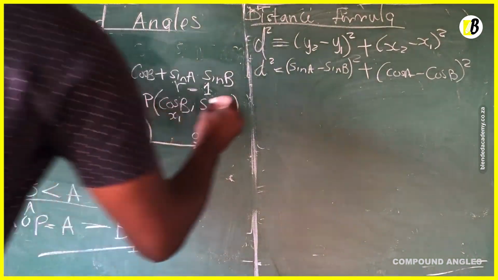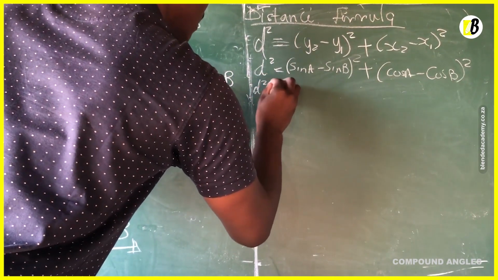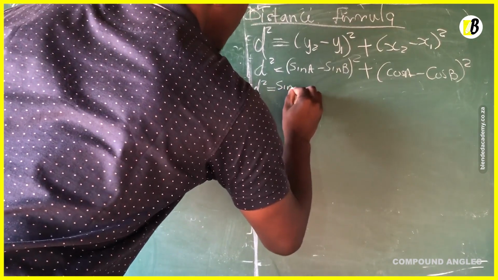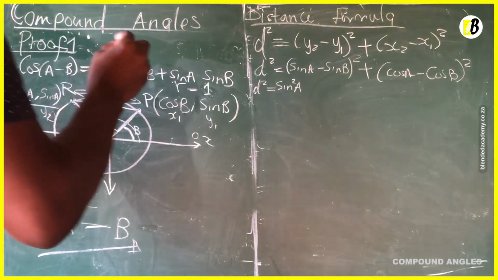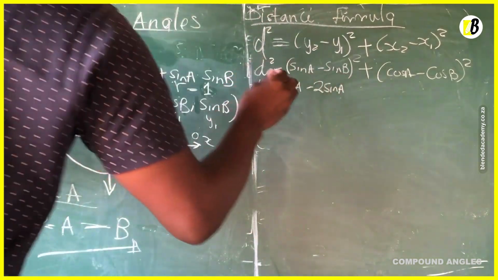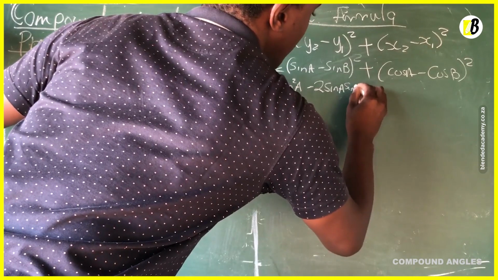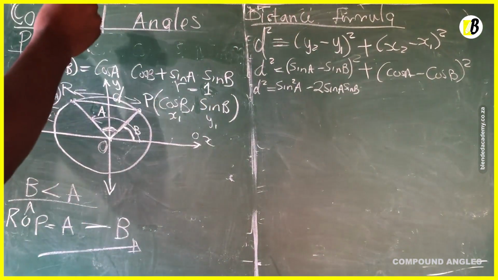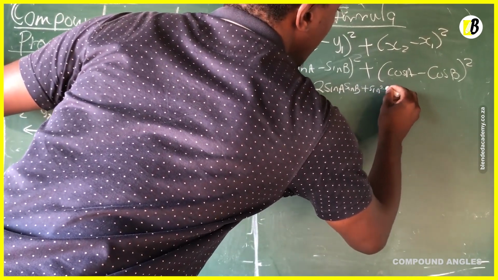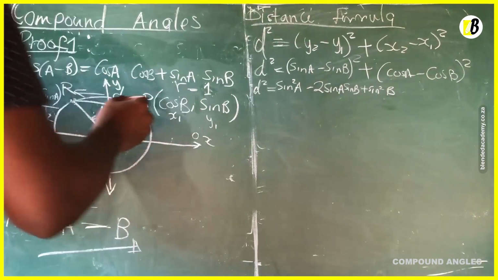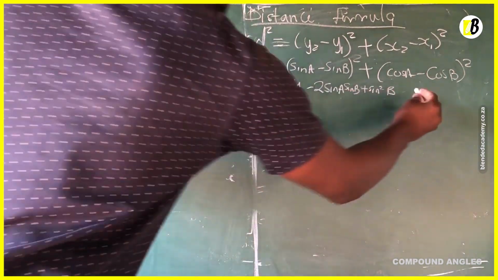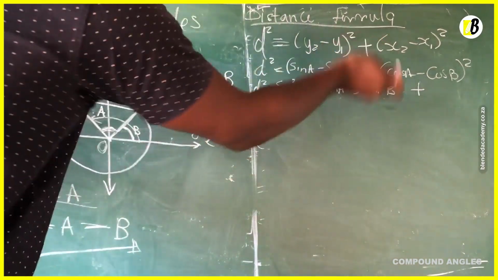And let's remove the brackets now. So now when we remove the brackets, we're going to get sine squared A minus 2 sine A sine B, and then plus sine squared B. This is for the first part of our formula. So now, because there's limited space, I'm going to continue in the following line.